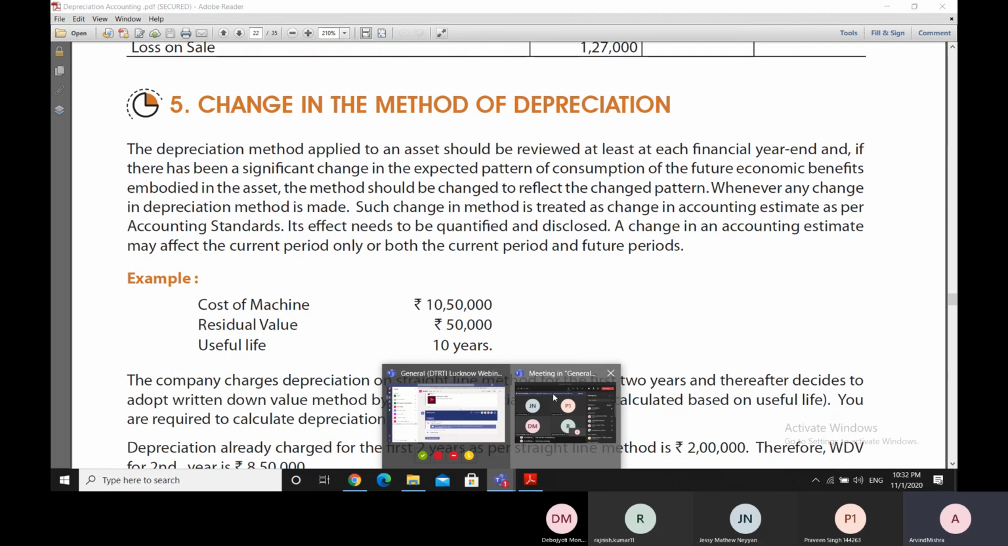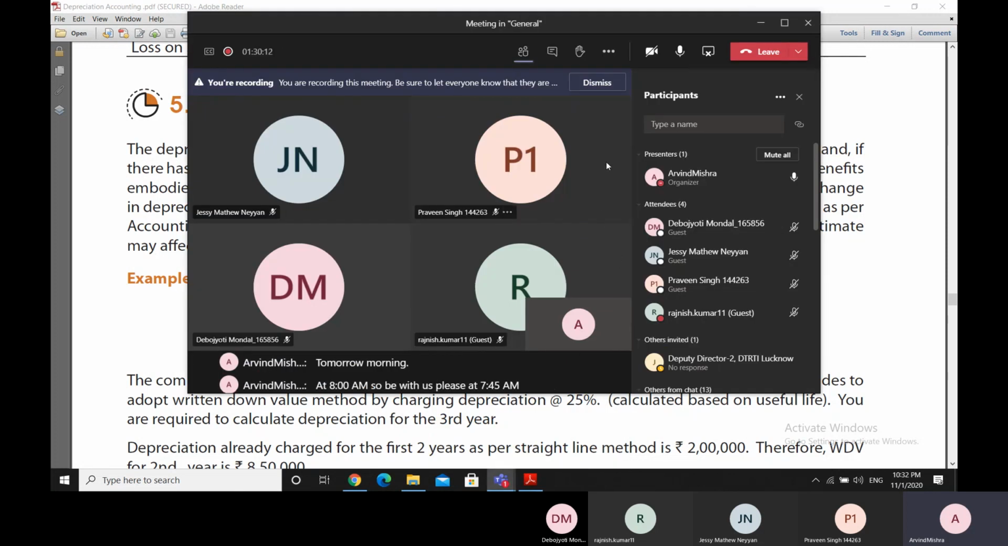So be with us, please, at 7:45 a.m. for the next part of the lecture on depreciation accounting. We are doing a very interesting analysis of depreciation. And though all these methods may not be in your syllabus, it helps you to understand depreciation as a concept and how depreciation is allowed in various different situations and stages. So therefore, it helps us to understand depreciation completely and fully.